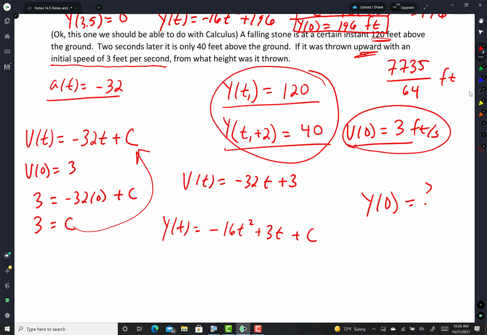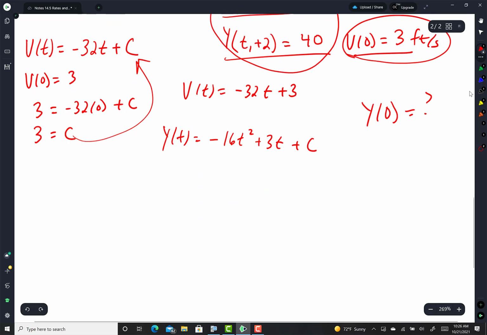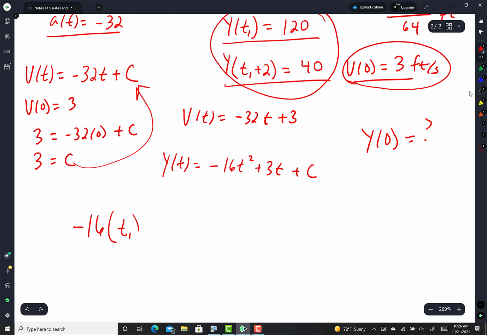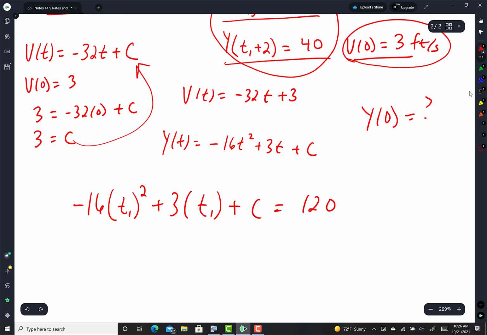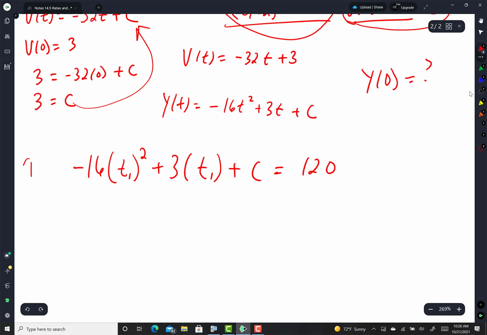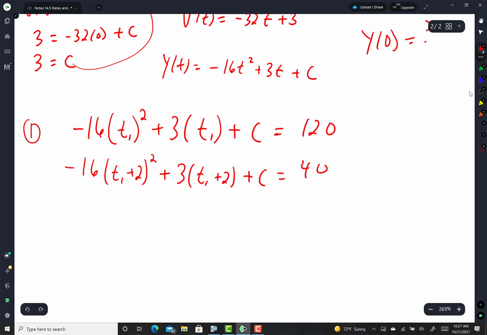I know at some moment, t1, I'm at 120, and at that moment plus 2 seconds, I'm at 40. So I'm going to go ahead and do that. I'm going to write negative 16, parenthesis, t1, close it squared, plus 3 t1, plus c equals 120. Does everyone see how we got that? Okay, here comes the next one. Here's equation 1. Negative 16 times (t1 plus 2) squared, plus 3 times (t1 plus 2), plus c equals 40. There's equation 2.